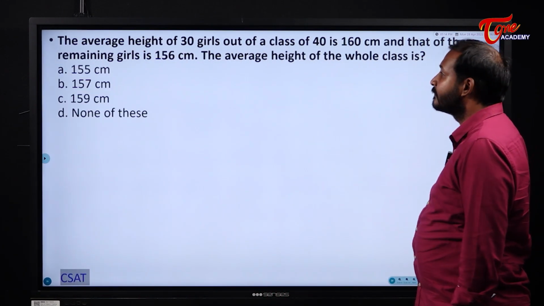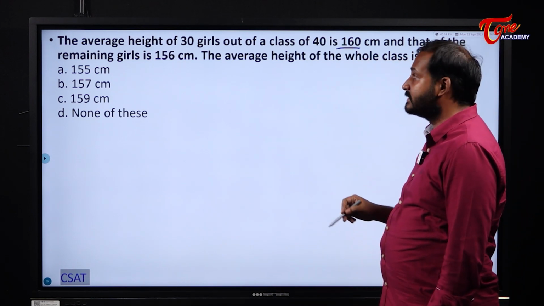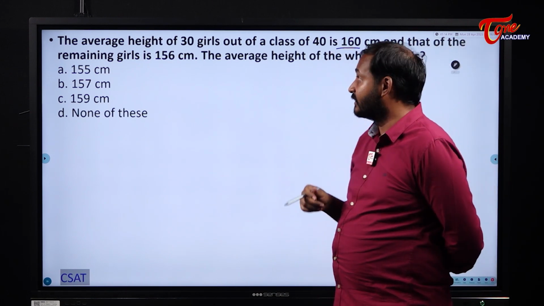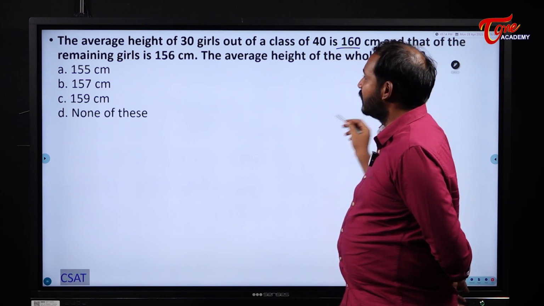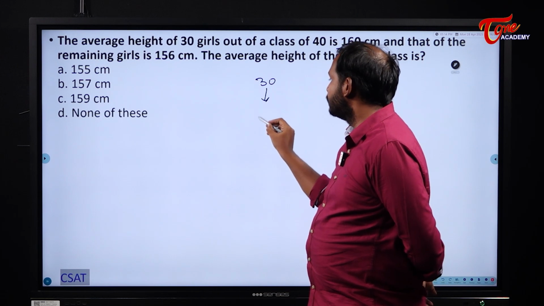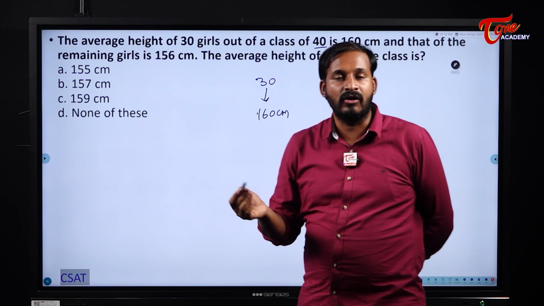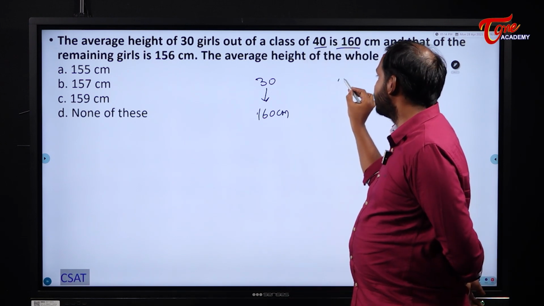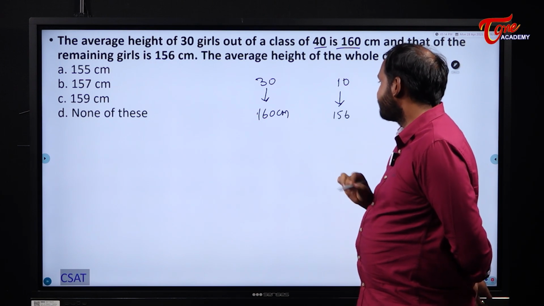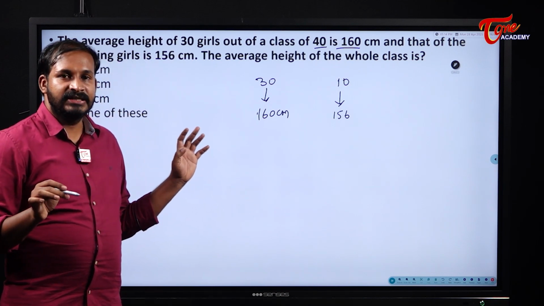Next one. The average height of 30 girls out of a class of 40 is 160 centimeters and that of the remaining girls is 156. That means, see here students, for the whole class, 30 students' average height is how much? 160 centimeters. And out of 40, the remaining are how many in number? 10. This is very, very important. This 10 students' average height is how much? 156. Understood students? Instead of mentioning it clearly, they mentioned it separately.